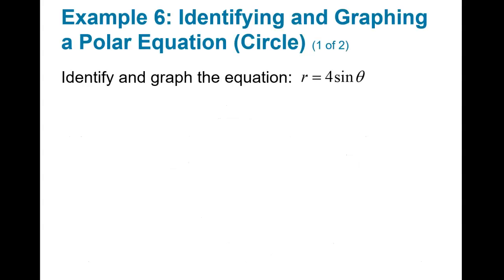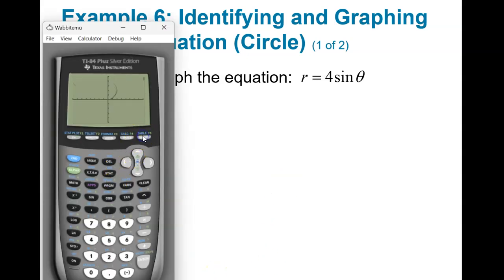Alright, well, what about this? This is slightly different. This is r equals 4 sine theta. So the r and the sine are separated. This is not the same thing. You can graph it on your TI, and when I hit graph, you can see this is not a horizontal line. This is a circle. So why is it a circle and not a horizontal line?